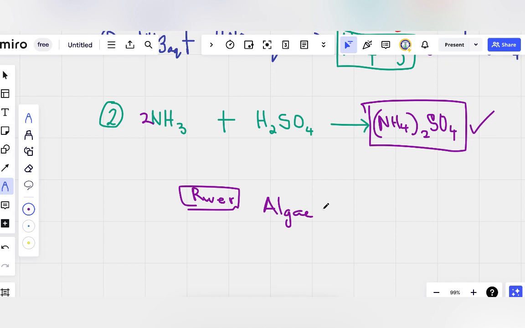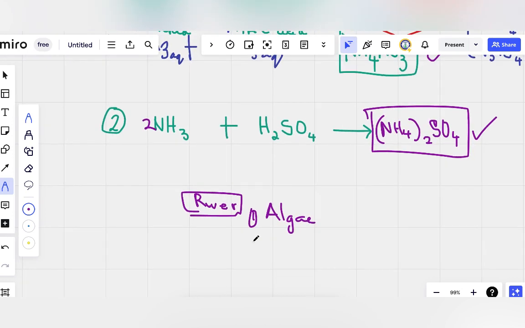Also, another problem. Okay, the one disadvantage of this fertilizer is that it causes algae to grow in the river and cover the river, so oxygen cannot go into the river and the plants die.